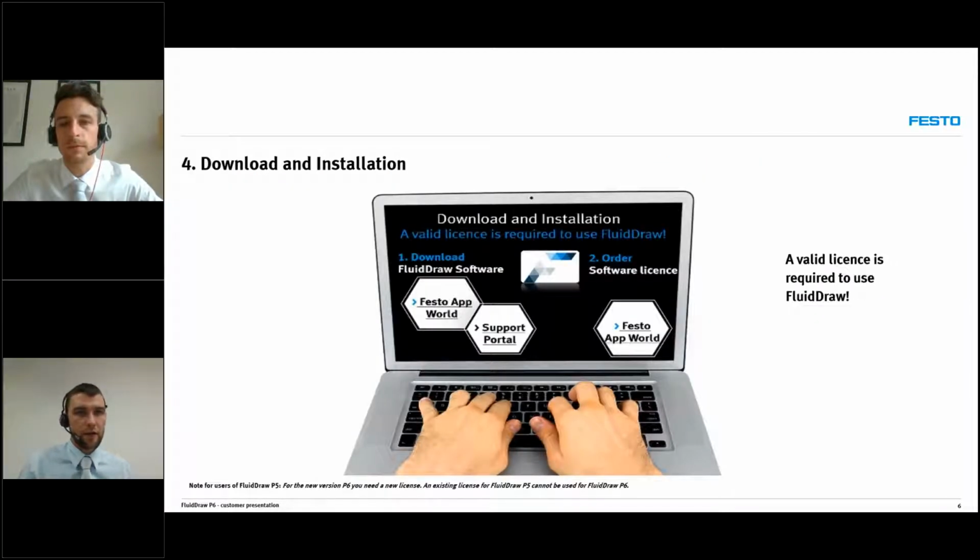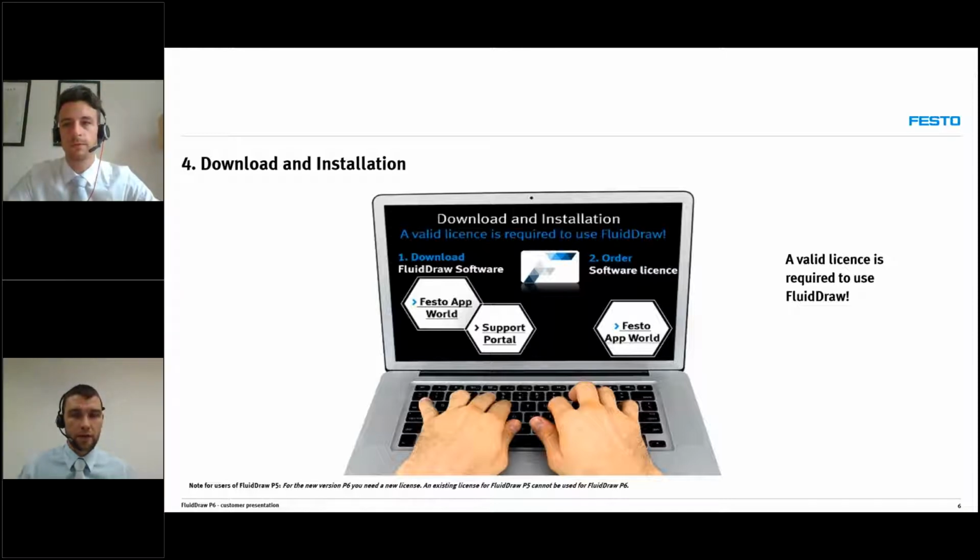So where do you download and install FluidDraw? We have two different platforms, which I'll go through now. Web interfaces, so web pages, either Support Portal or Festo App World. Support Portal is accessible to download the software, and the App World we have created to manage all our licenses, so you can purchase the license in the App World.